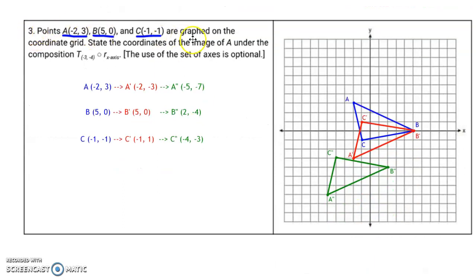For question number 3, you graph the 3 points, and then it asks you to first reflect over the x-axis, that's this red shape here, and then translate it by sliding it left 3 units and down 4 units. Super easy, super straightforward. Write these out instead of graphing it is my suggestion. You could graph it if you want to, but if you make a mistake on the graph, it's going to be marked wrong completely. So I would write these out instead.